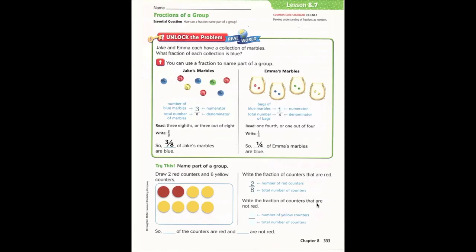Write the fraction of counters that are not red. How many do we have that are not red? Red, can't count it. Red, can't count it. 1, 2, 3, 4, 5, 6. And again, on the bottom, we're putting the total number of counters. 1, 2, 3, 4, 5, 6, 7, 8. So the fraction of counters that is not red is 6/8. So 2/8 of the counters are red, and 6/8 are not red.